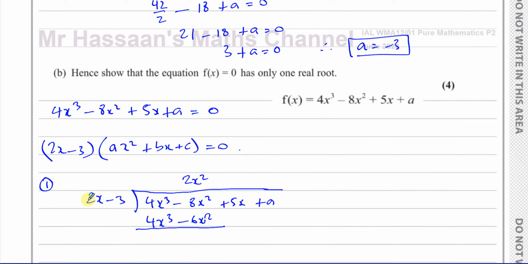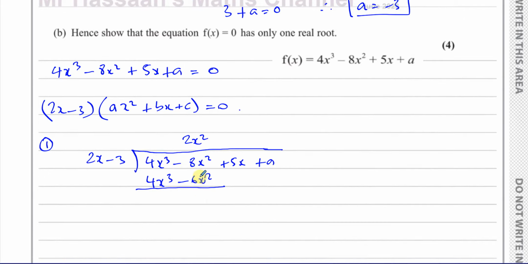Then we subtract these. When you subtract them, this will give you 0, of course, which is what should happen. If it doesn't, you've done something wrong when asking yourself how many times 2x goes into 4x cubed. These two should cancel exactly.